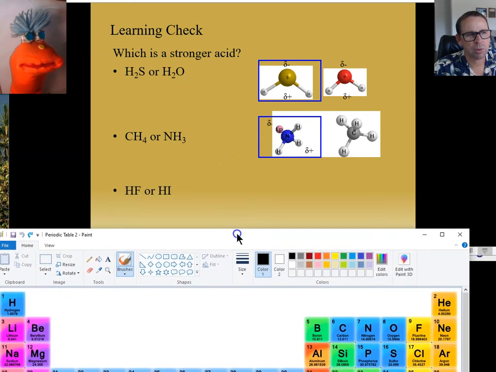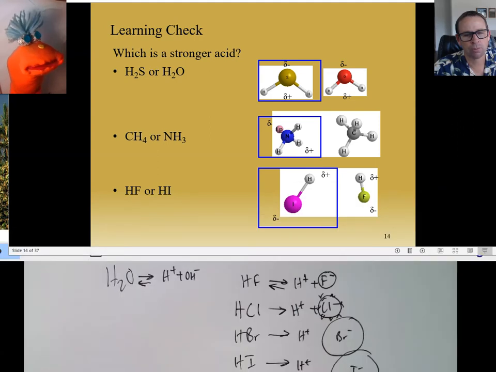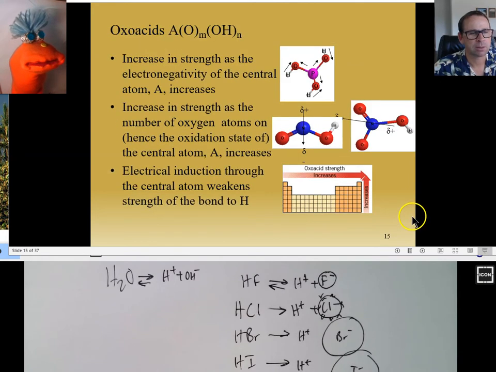HF or HI, which one is a stronger acid? HI is a strong acid. That's right, HI is a strong acid. And why isn't HF included in the strong acid mix? Because the fluoride ion is too small. Very good. It can't be what? Entertained by the water molecules very well. All right, excellent.